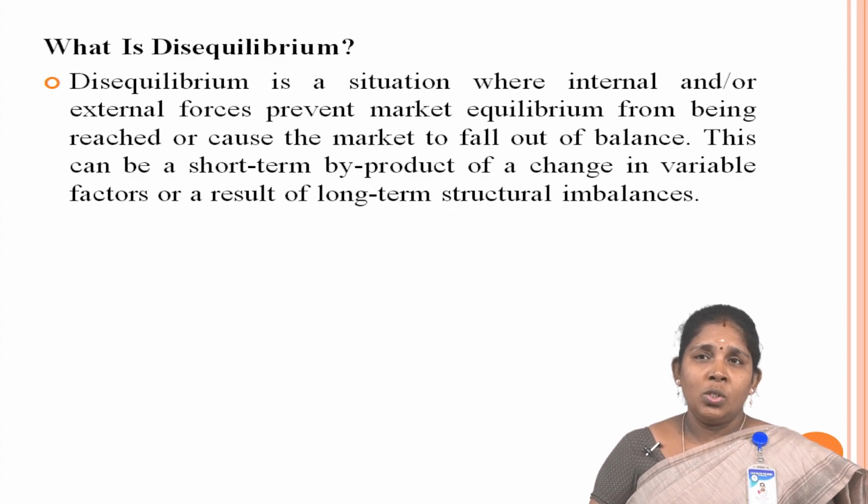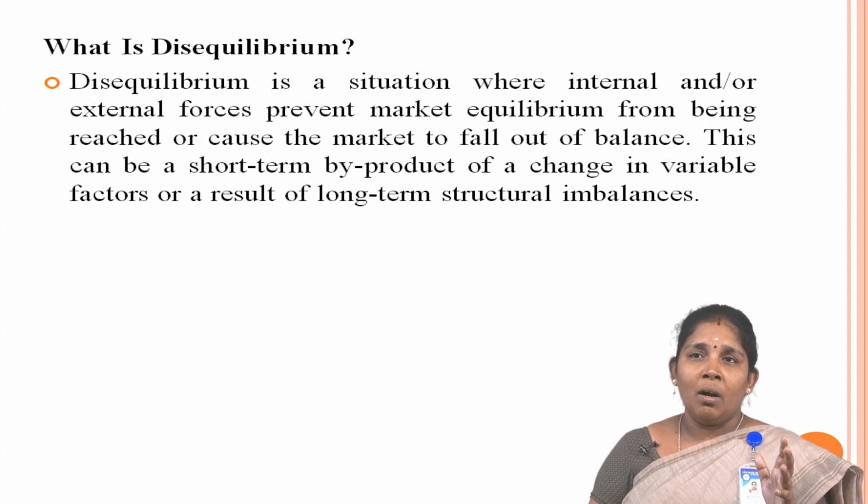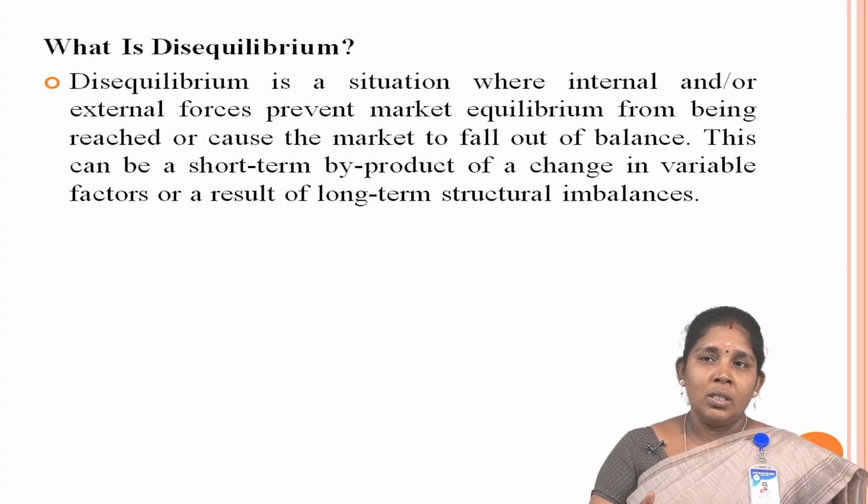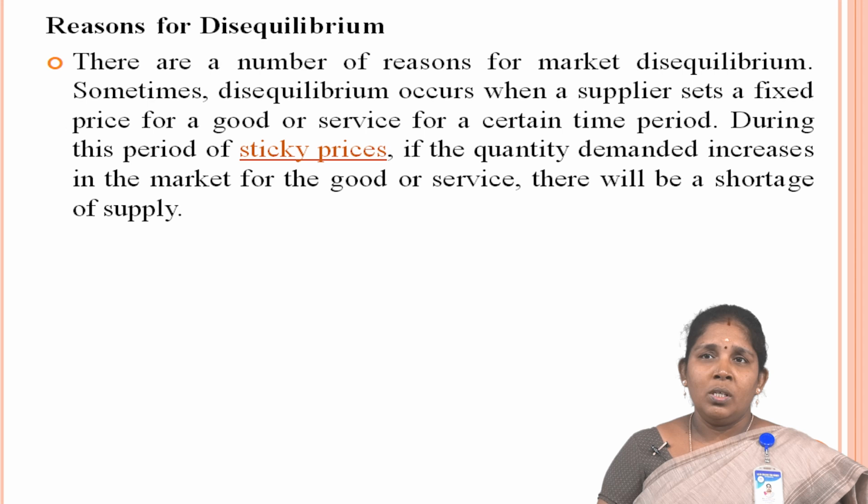Now, what is disequilibrium? Disequilibrium is a situation where internal and external forces prevent market equilibrium from being reached or cause the market to fall out of balance. This can be a short-term byproduct of a change in variable factors or a result of long-term structural imbalances. Now, the reasons for disequilibrium.